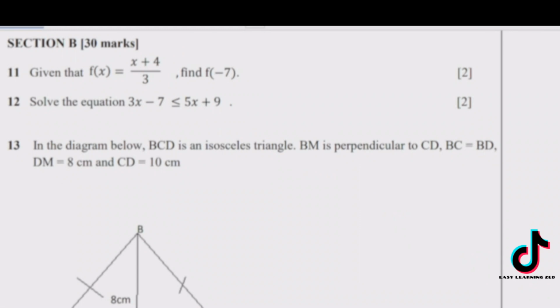Okay, so we'll come to section B, which carries 30 marks. The first section was carrying 20 marks. As you know, this paper carries 50 marks. So now we come to this section which carries 30 marks.